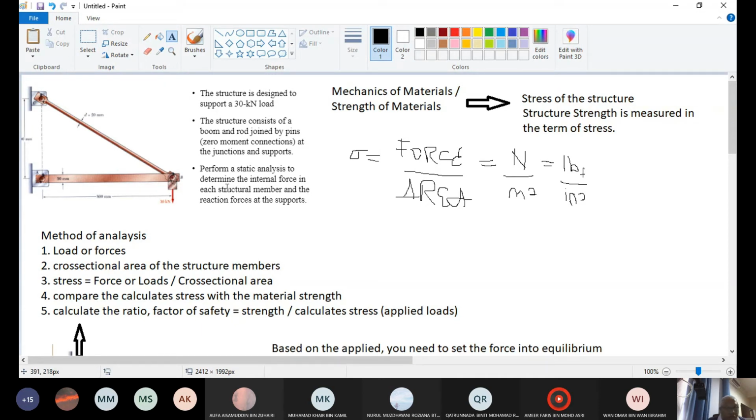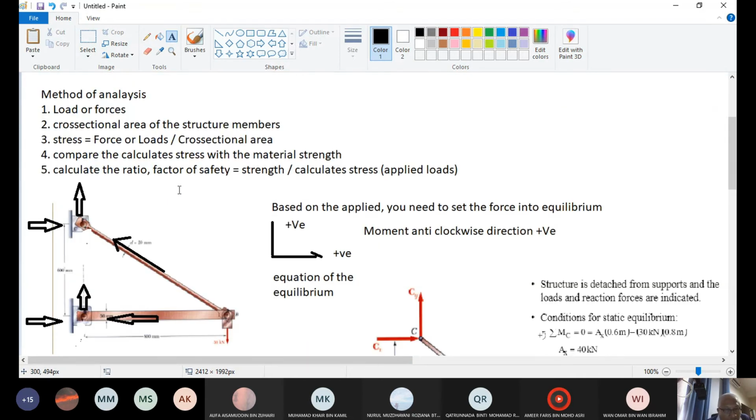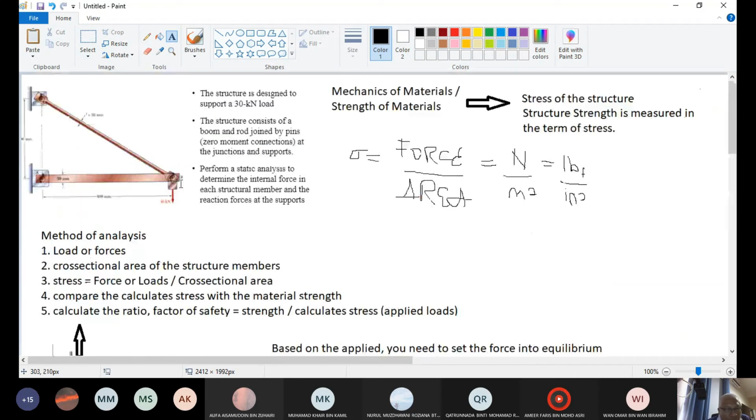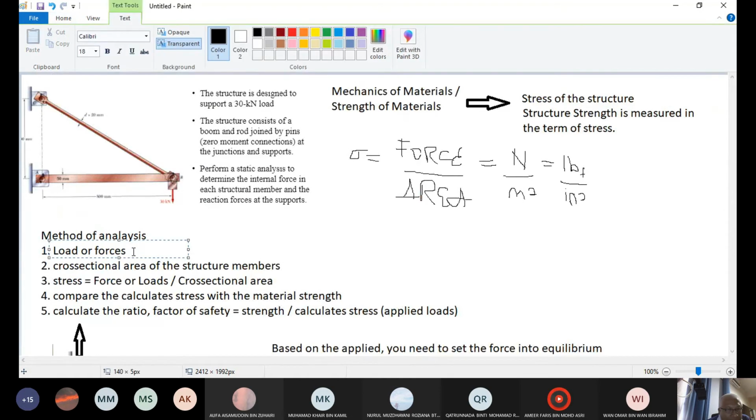So now, what do we need to do? The most important thing here, if you see through the whole exercise, the most difficult part is determining the load.